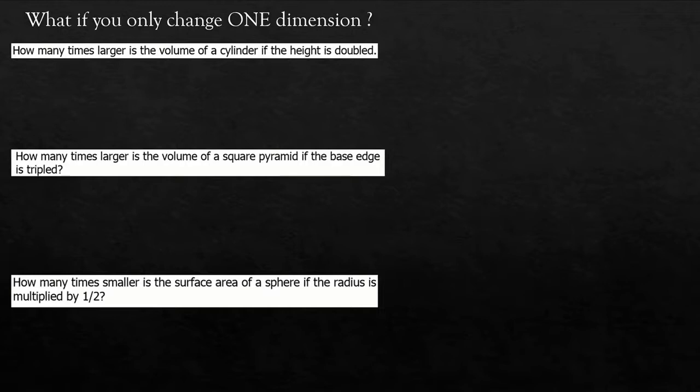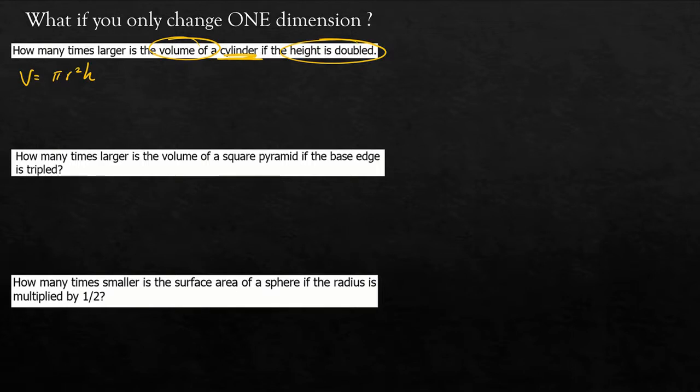So here, for the first one, it says how many times larger is the volume. Okay, so volume is telling me which formula I'm going to use. Cylinder is telling me the volume of a cylinder is what I'm going to be using, right? So we start off with the volume of a cylinder, which is pi radius squared times height, right? So area of the base times height of the prism. And it says if the height is doubled.